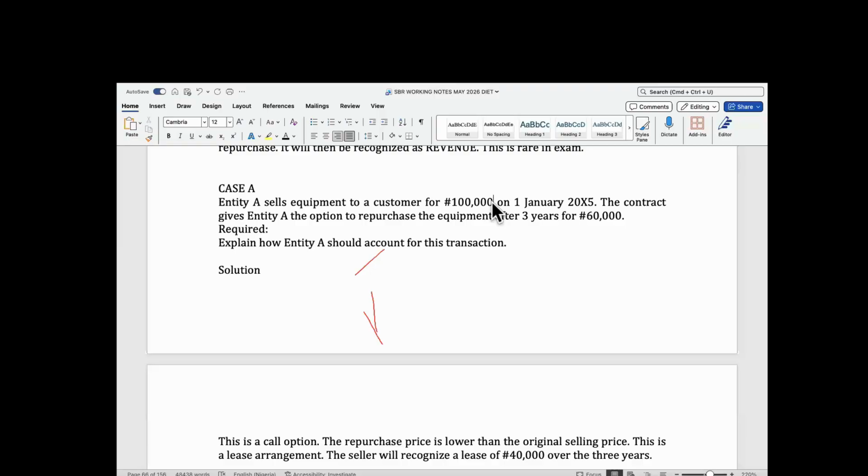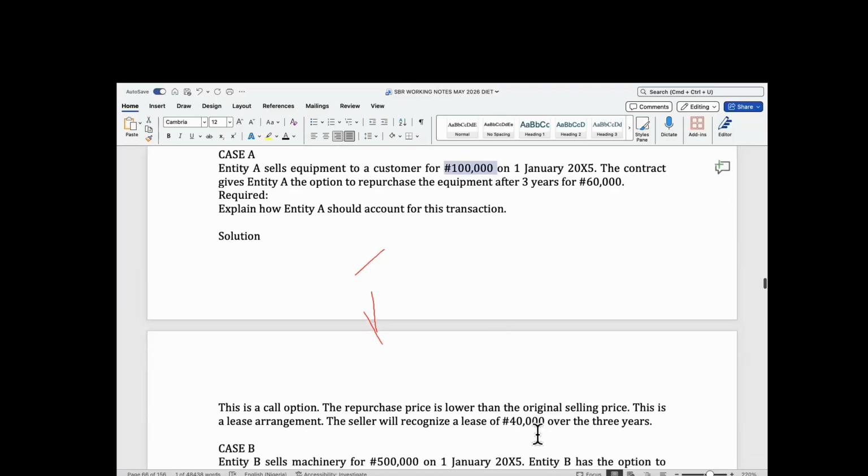Then he doesn't need to touch his inventory. Inventory remains intact. Nothing is touched because we have demonstrated that it hasn't transferred control, so leave your inventory the way it is. Don't touch it because the goods are still coming back. So you credit a liability. You can call it contract liability. That is what you do because you collected money: you debit bank, you credit a contract liability.